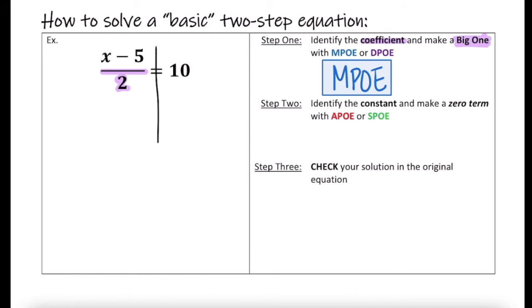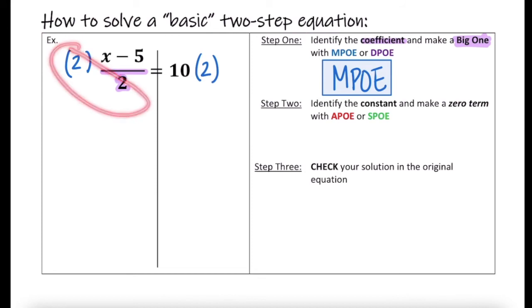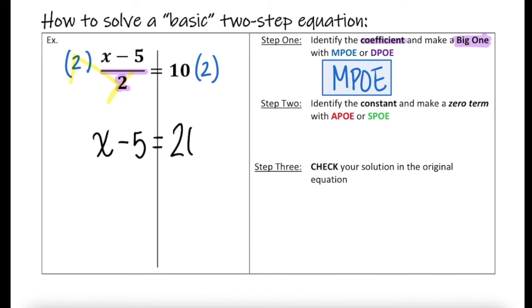So before I do that, I'm going to put the line down the middle of my equal sign. And now I know we're using MPO, multiplying both sides by 2. What happens? Well, once again, we've made a big 1 here with these 2's. 2 over 2, we know that is a 1. And that means we're left with what the original numerator was, which is x minus 5. On the other side, 10 times 2, well, that's just 20.